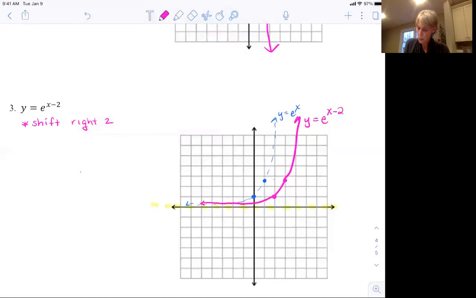If I needed to describe the basic properties, I would have a domain is always all reals. My range did not change because I just did a horizontal shift, and my horizontal asymptote remains y equals 0.